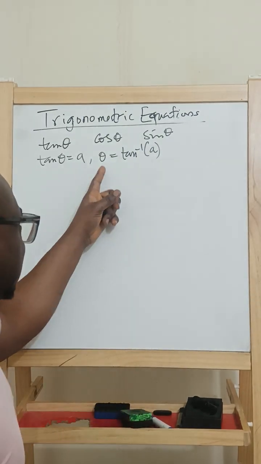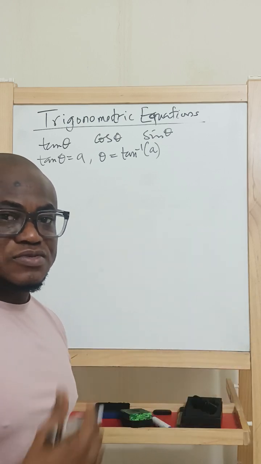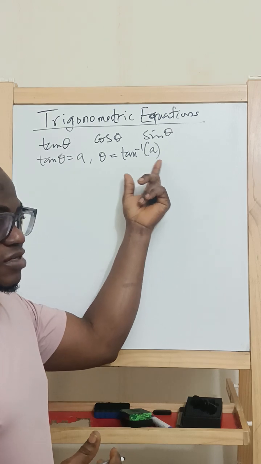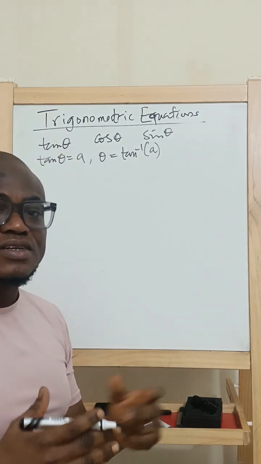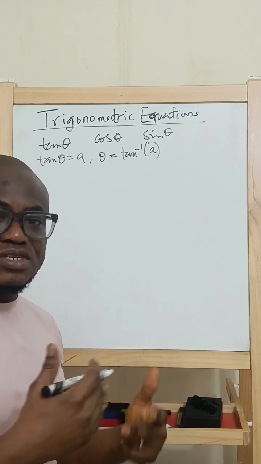You know that this theta that we see here could have different values as well, other than this particular value. This value is usually between 0 and 90 degrees. But there are other values that we also need to get.